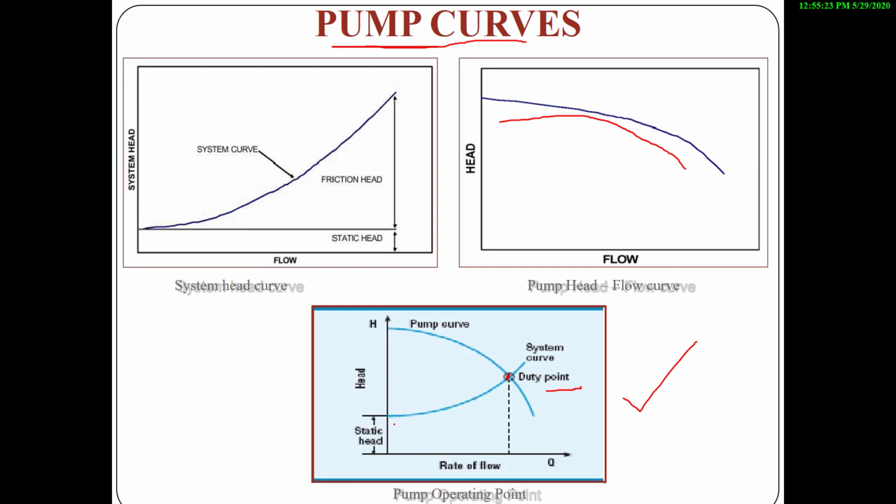And this is the static head. There are two types of heads available, that is the static head and the dynamic or discharge head. This is the static head and this is the dynamic or discharge head. And this graph is generally between head and rate of flow.